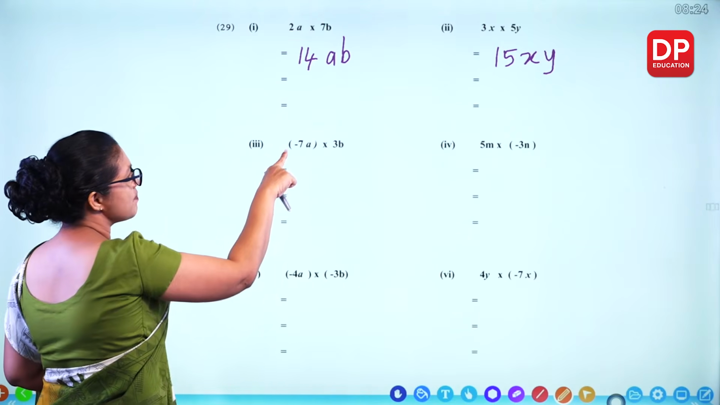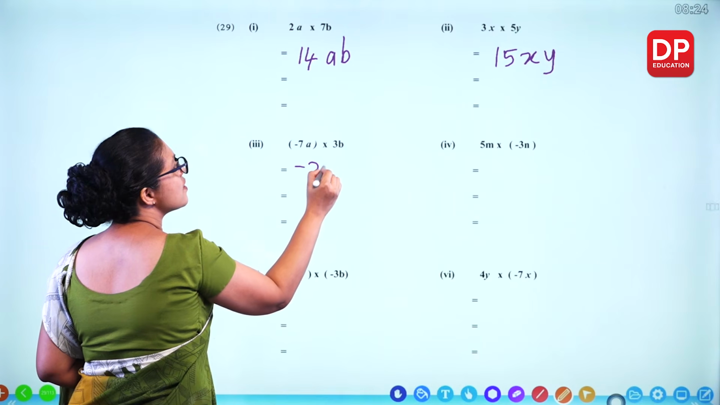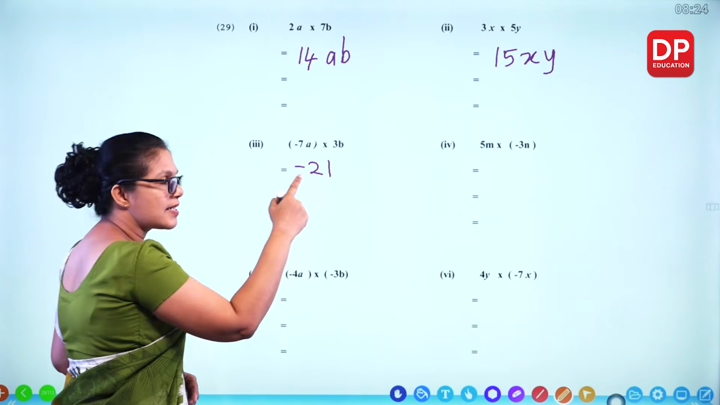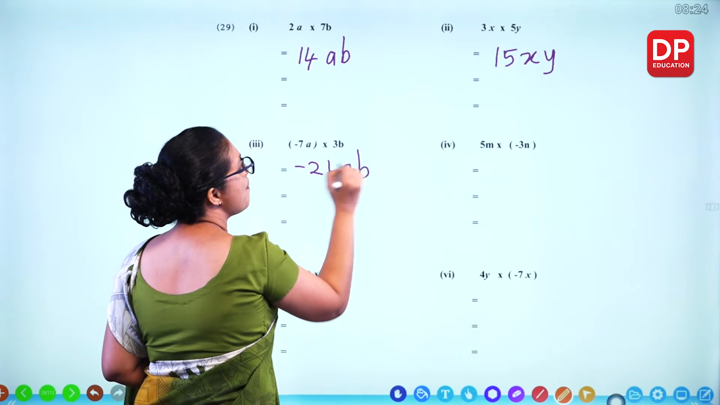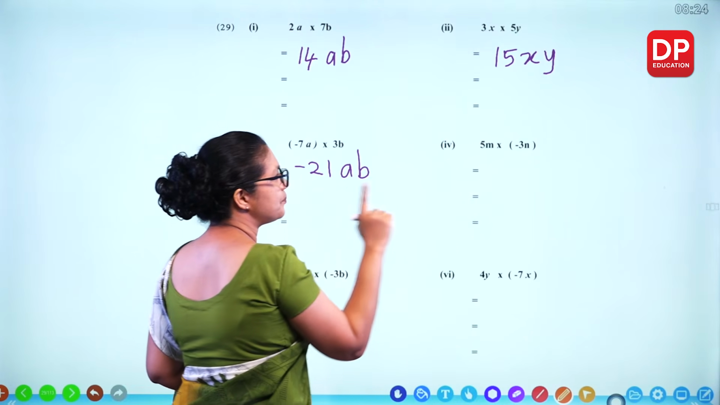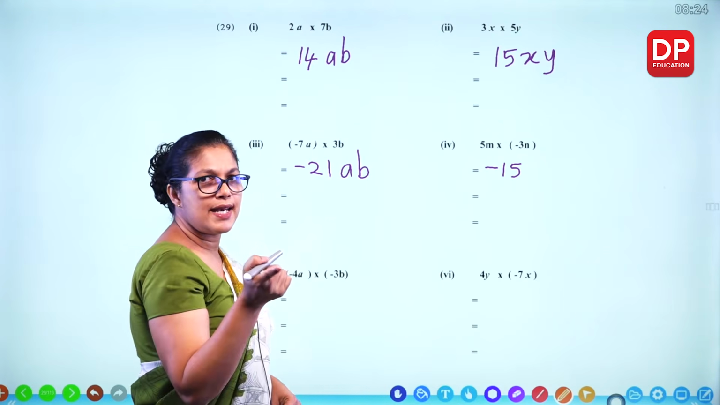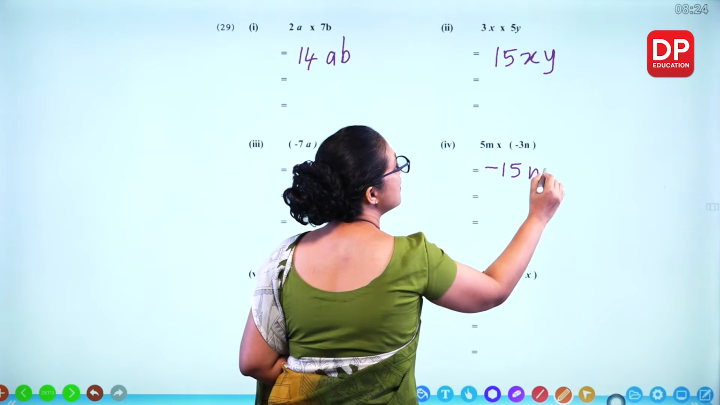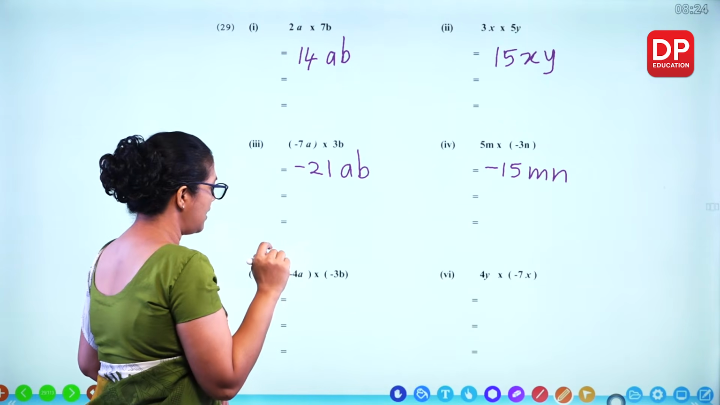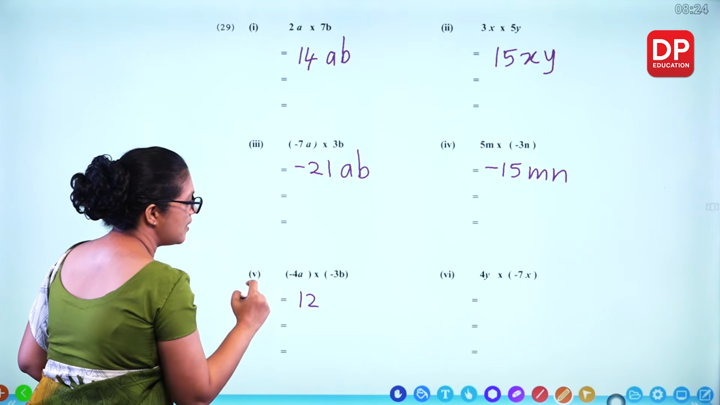Now there's a bracket, minus sign. Minus 7 times 3, minus 21, a times b, ab. This one, 5 times minus 3, minus 15. m times n, mn. Here, minus 4 times minus 3, plus 12.